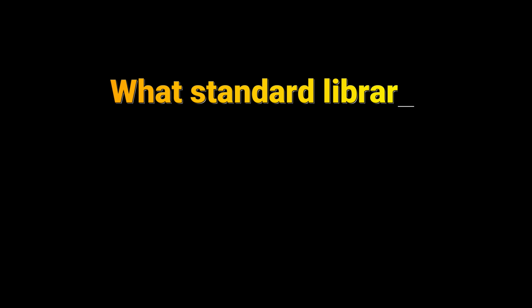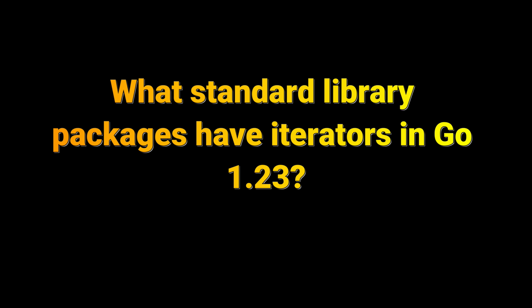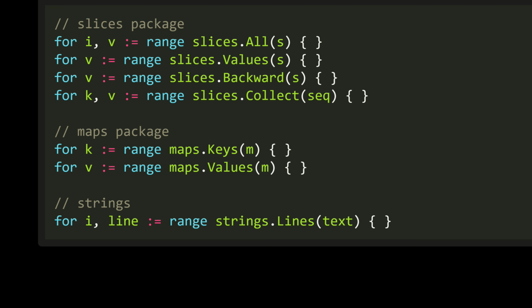Question: what standard library packages have iterators in Go 1.23? Several standard library packages now include iterators. The slices package has All for index and value, Values just for values, Backward for going through slices in reverse, and Collect to turn an iterator into a slice. The maps package has Keys for map keys and Values for map values. The strings package has Lines for iterating over lines in text. These iterators let you use the range keyword with custom iteration patterns directly from the standard library.